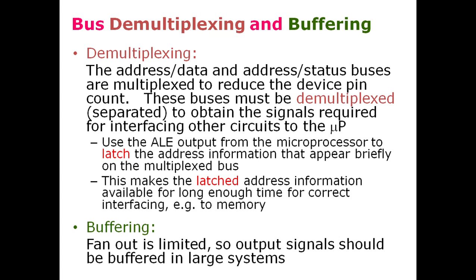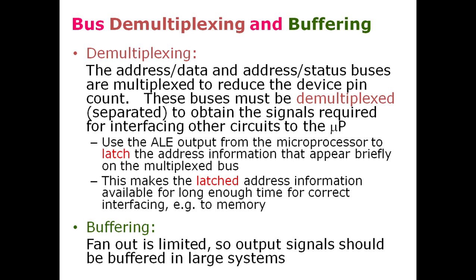Demultiplexing and buffering is used before the 8086 and 8088 microprocessor is connected with the external environment. So demultiplexing means that the address and data and address and status buses are multiplexed to reduce the device pin count. So these buses must be demultiplexed. They must be separated.